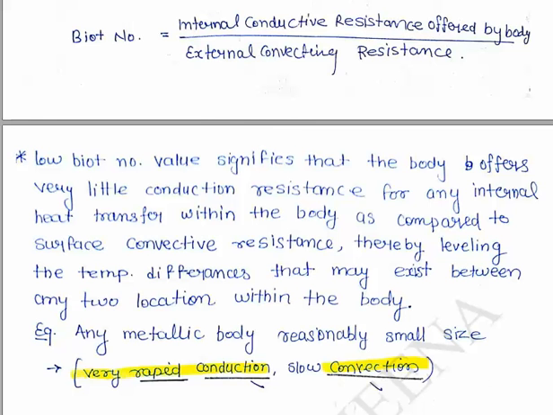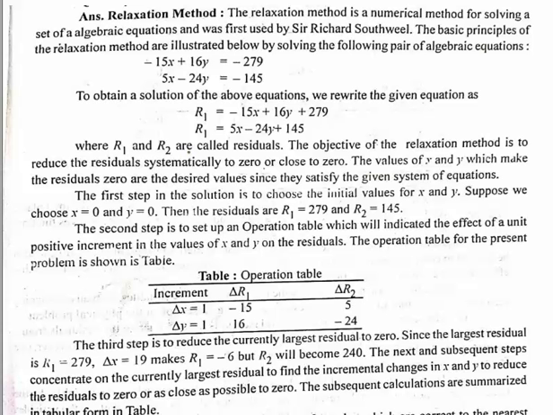Okay, next we have the relaxation method. The relaxation method is a numerical method of solving a set of algebraic equations that was first used by Sir Richard Southwell. The basic principle of the relaxation method is to solve the algebraic equations. For example, we have two equations: minus 15x plus 16y is equal to minus 279, and the second equation, 5x minus 24y equal to minus 145. To obtain the solution from these equations, we put all the values on one side and denote them as R1 and R2.